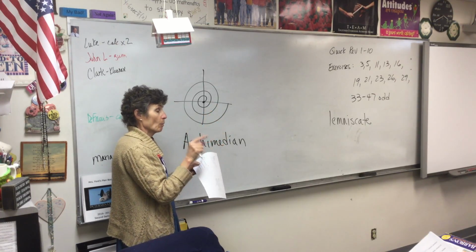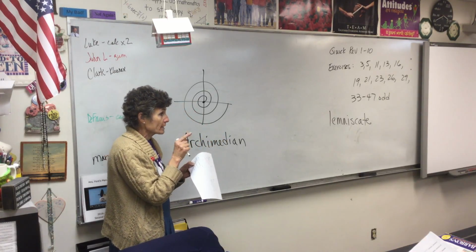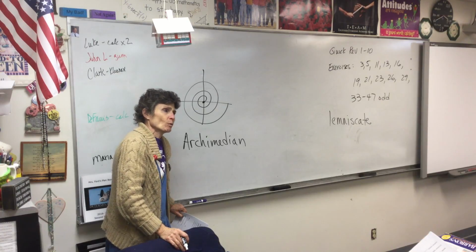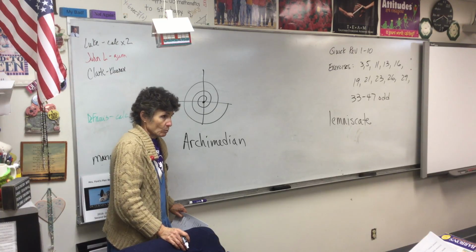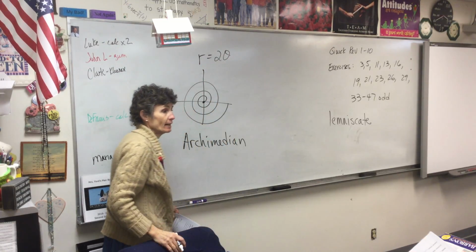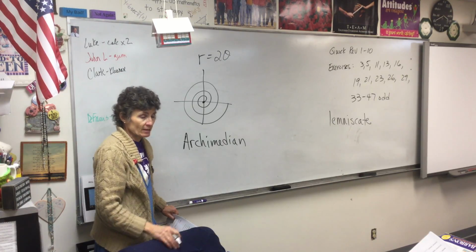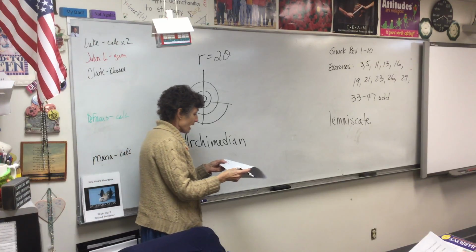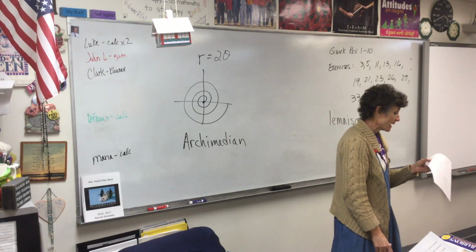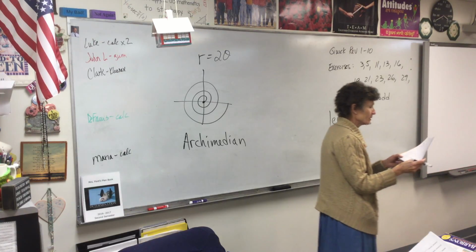We haven't yet graphed one that goes the other way around. We're talking about a spiral that starts at the pole and spins out. Anybody remember the equation of the one we graphed the other day? r equals 2 theta. r equals something theta is an Archimedean spiral. So r equals 3 theta, r equals 1/2 theta, all those would be Archimedean spirals. How many leaves does r equals 3 sine 4 theta have? 8.